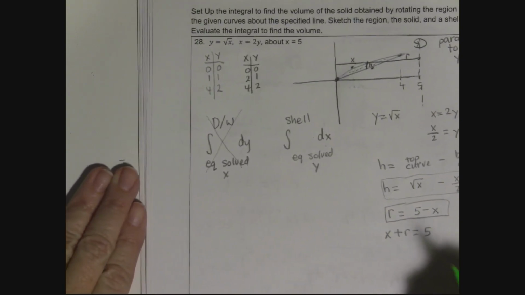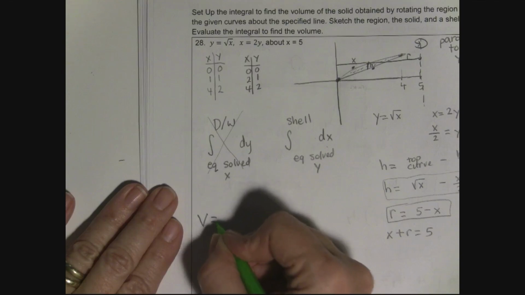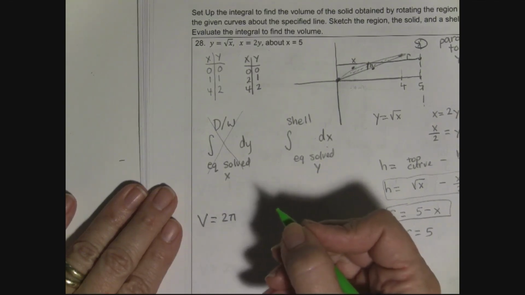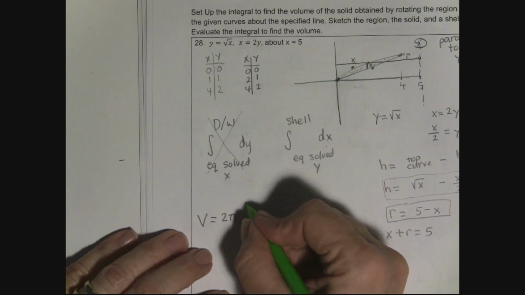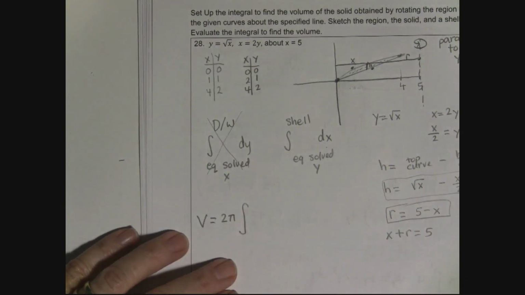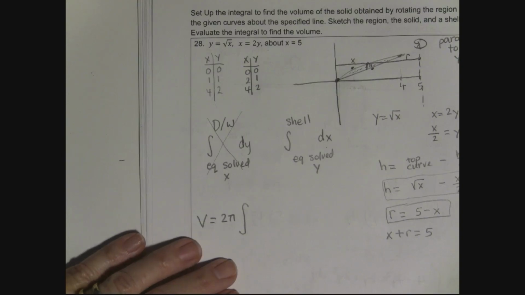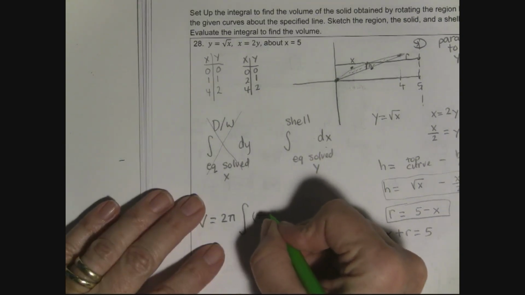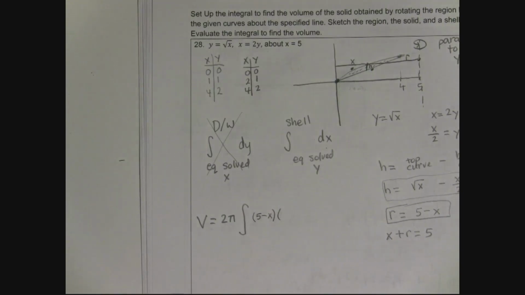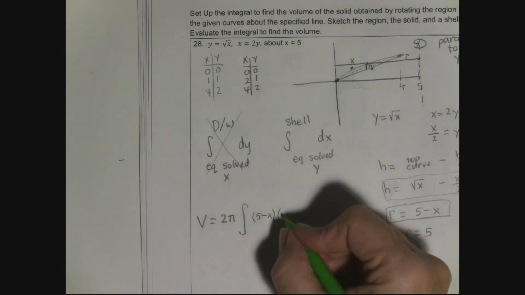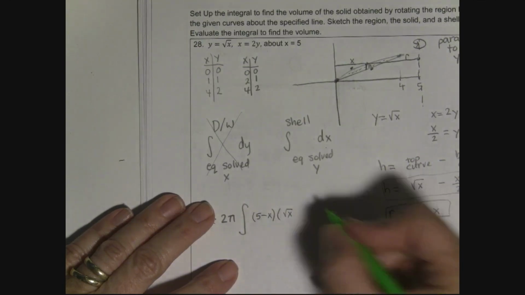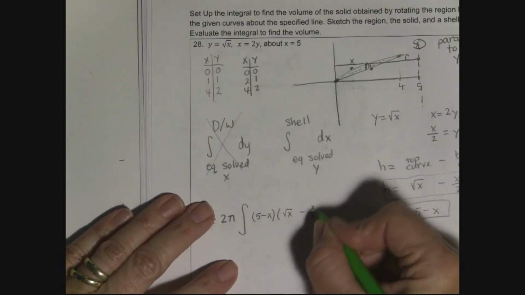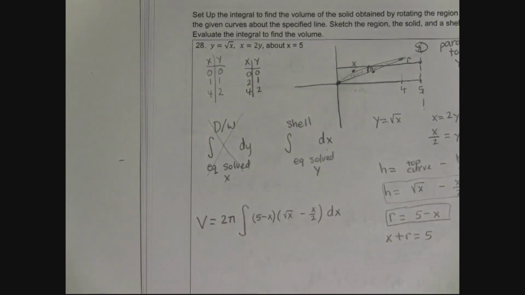Then when I put this together, my volume, using a shell, you could have used a washer and you would get the same answer, but I'd rather use a shell than a washer. I think they're easier to set up. My r is 5 minus x. My h is not lovely: it's the square root of x minus x over 2, dx. And if they ask me to set it up, other than I haven't got bounds yet, but I am going to get bounds, I would be done.